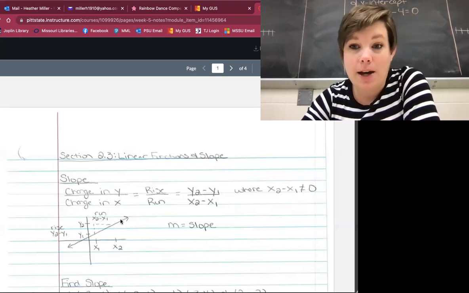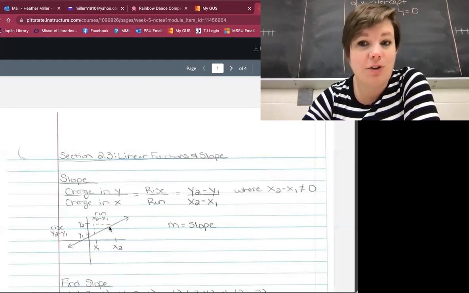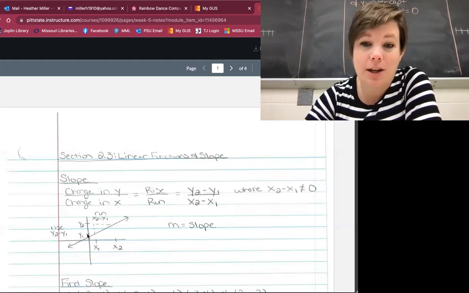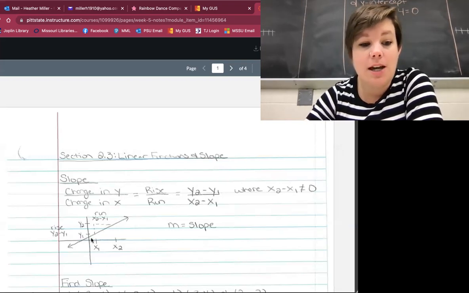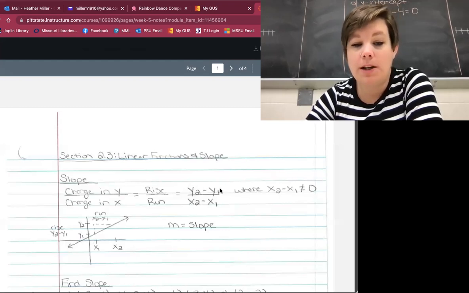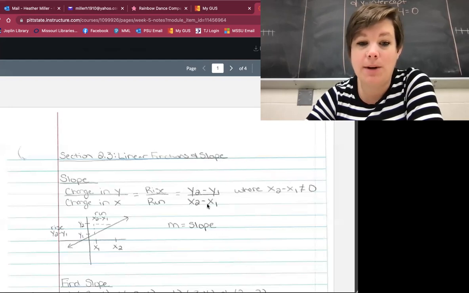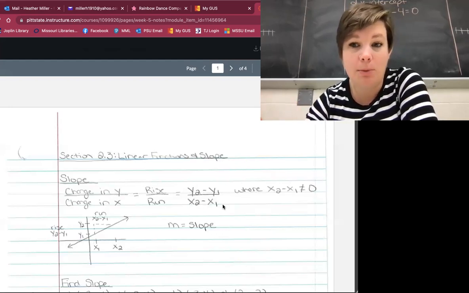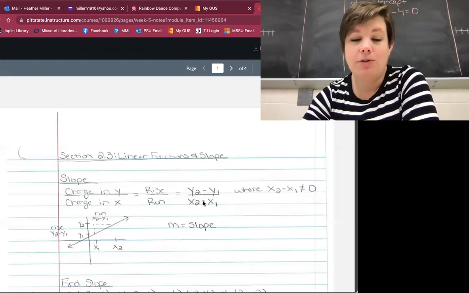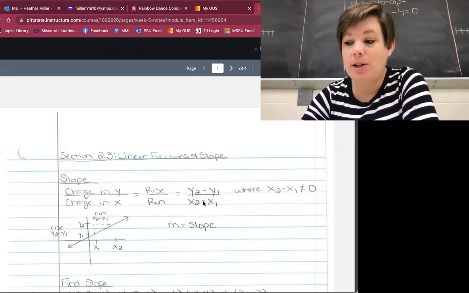Now, does it really matter which of these points that we designate as our first point and which one we designate as our second point? It doesn't. The only thing you have to be careful about is that the x's stay with their appropriate y's. So I can't take y2 minus y1 and x1 minus x2, because then I've flip-flopped them and I've changed the entire problem.